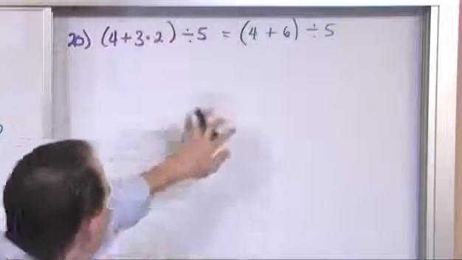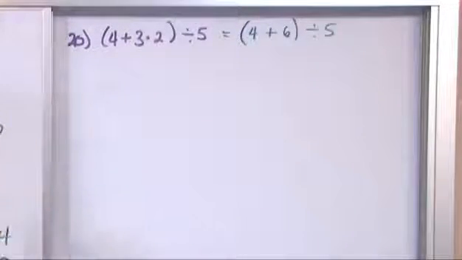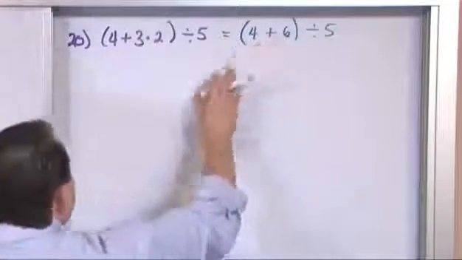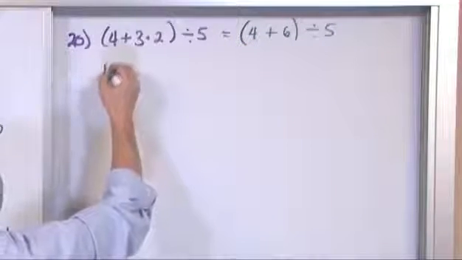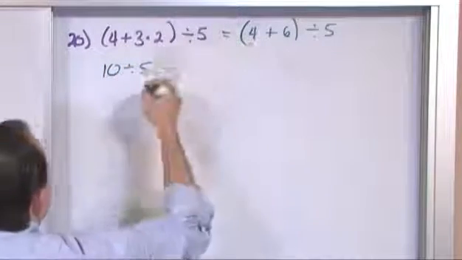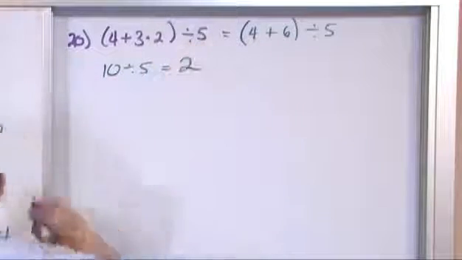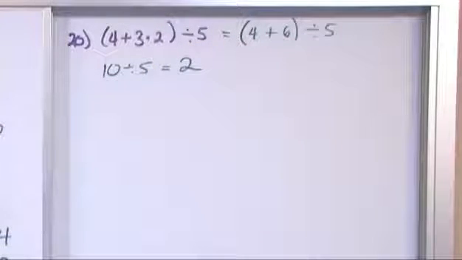Now again, we still have parentheses. We didn't evaluate everything there, so we have to do that next because that's still inside here. 6 plus 4 is 10. And then we have to divide by 5 because that's left over. 10 divided by 5 is 2. That is the answer.